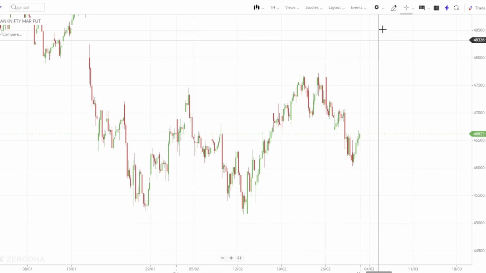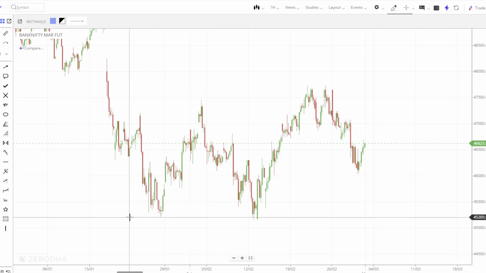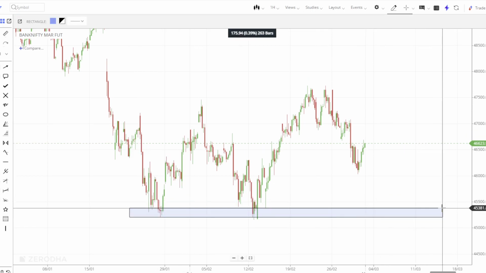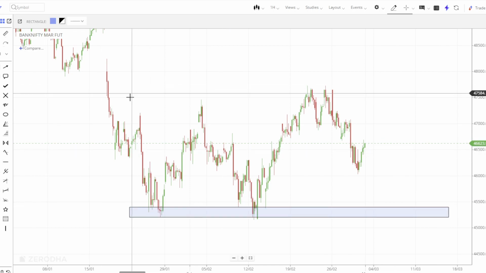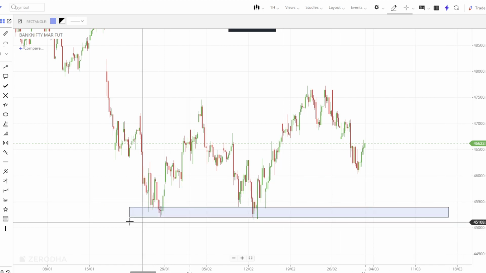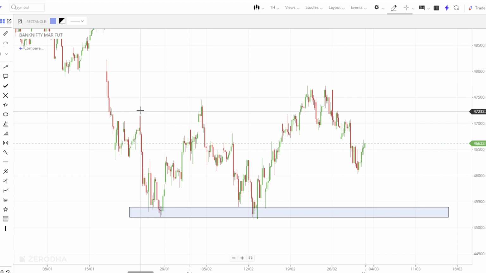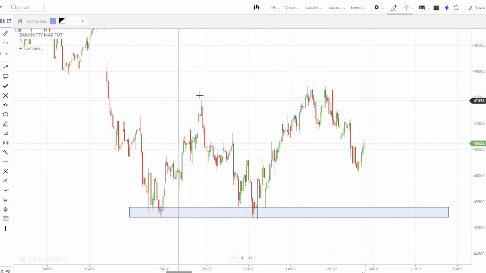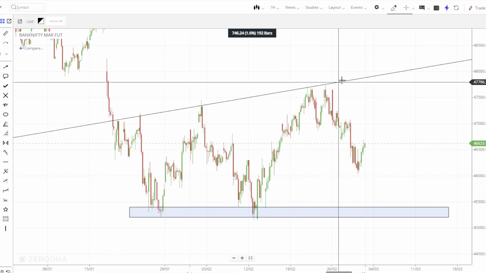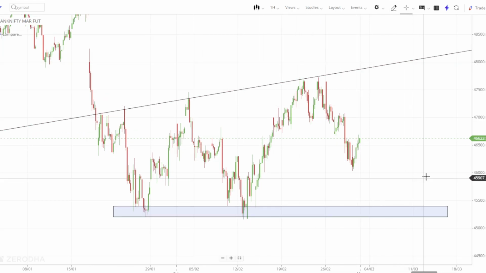So when you connect these previous lows, you'll get a pattern like this, and then there is no solid level of resistance here because price is doing higher highs. So if price is doing higher highs, you can connect that with a trend line. So now you've got your pattern.